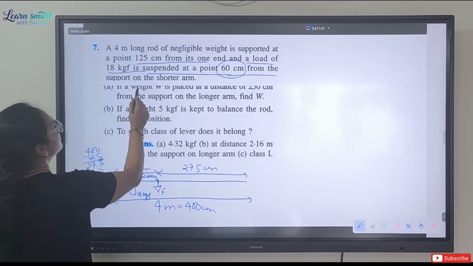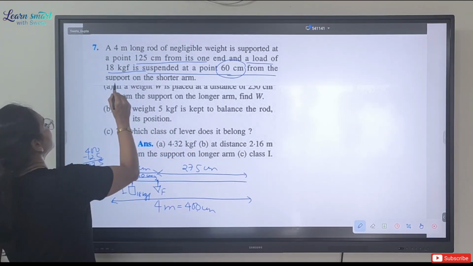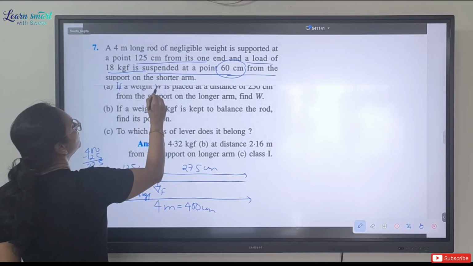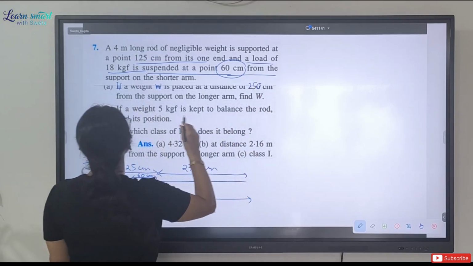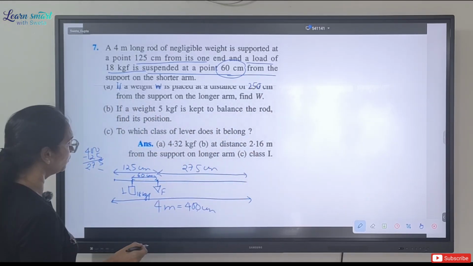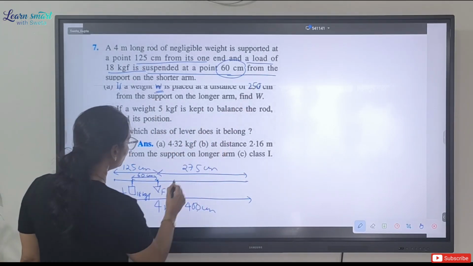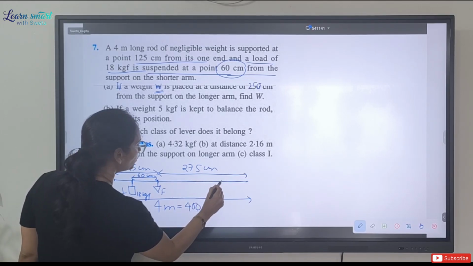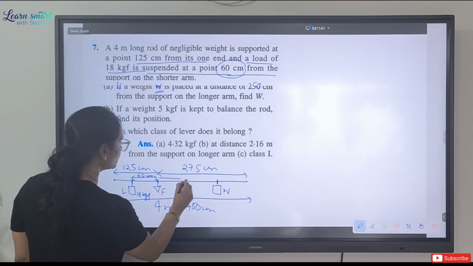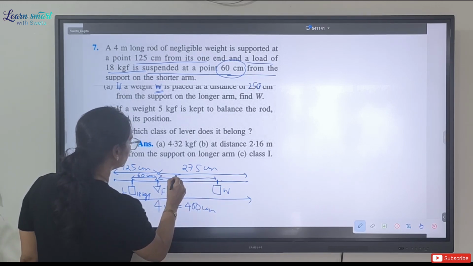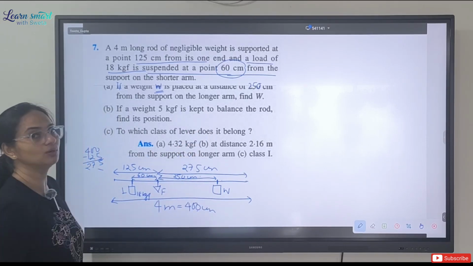Now they are telling, if a weight of W, so here the question is not very clear. The question says, if a weight of W is placed at a distance of 250 centimeter from the support on the longer arm, find W. So this is the long arm, and what we are doing is putting a weight W at a distance of 250 centimeter. So let's say this distance is 250 centimeter and here is a weight W. Now the question says find W. We have to find out how much W is.